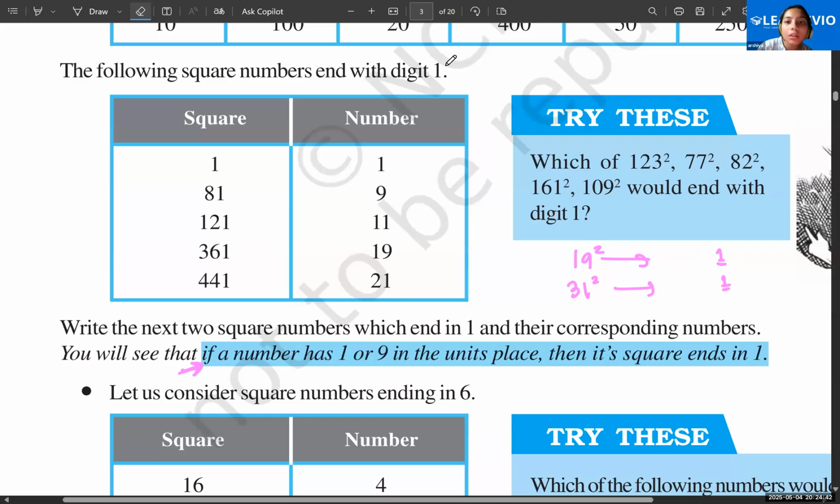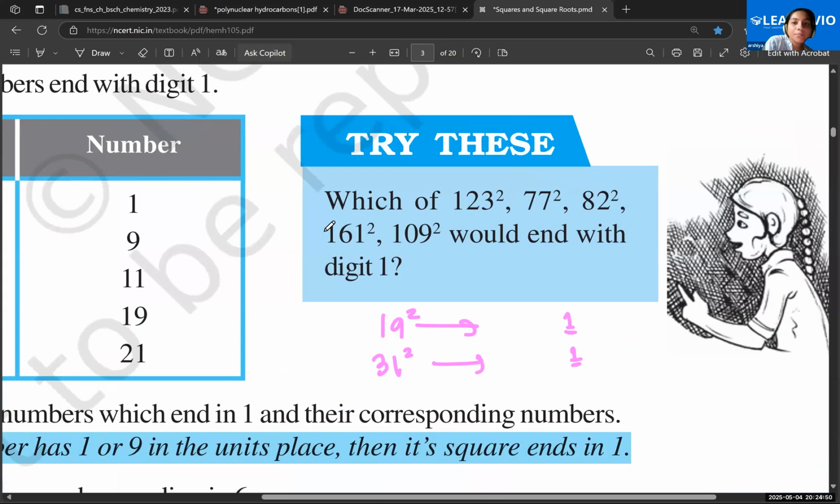Okay. Now let's solve some questions. Can you see the screen? Try to tell which of these numbers would end with digit 1? The square of these numbers, which one of them would end with digit 1? Can you tell? 161 and 109. So is it clear?